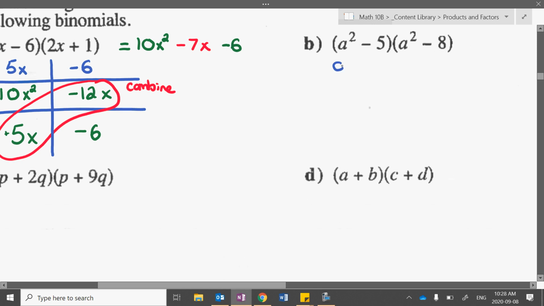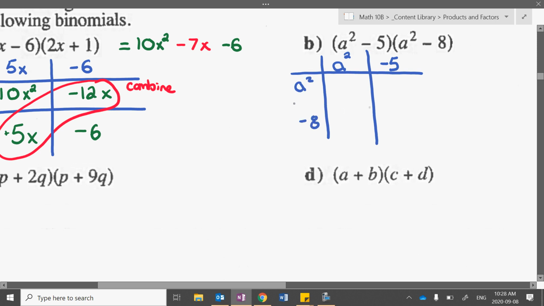Okay. A squared minus 5 is going to go across the top. Notice when I'm writing these, I'm putting it like minus 5 kind of separate. Like it's not subtract 5. I'm trying to make it really clear that it's minus 5. And that's just visually because I think it's helpful. And then I have a squared and minus 8.